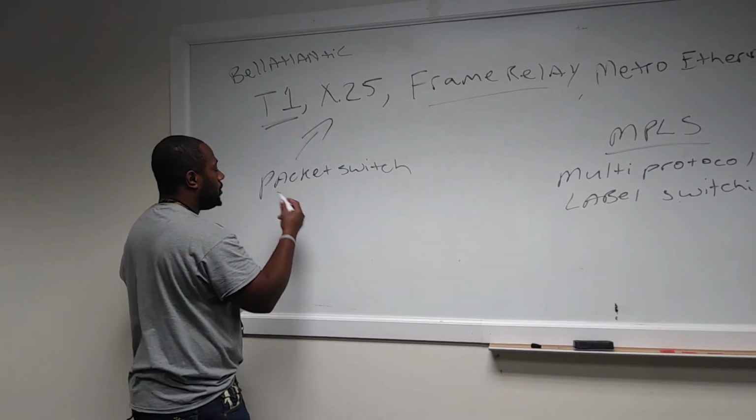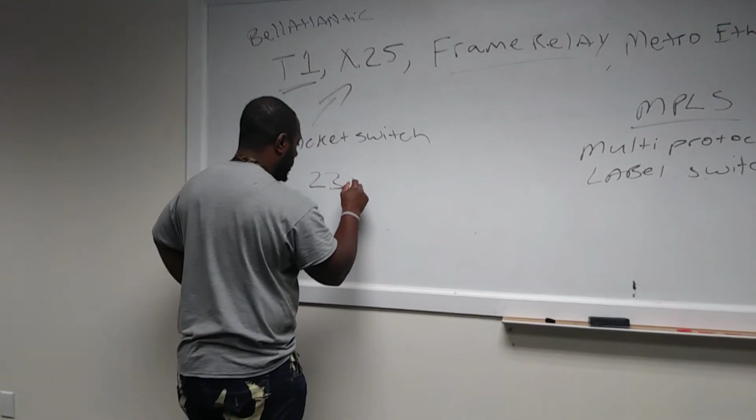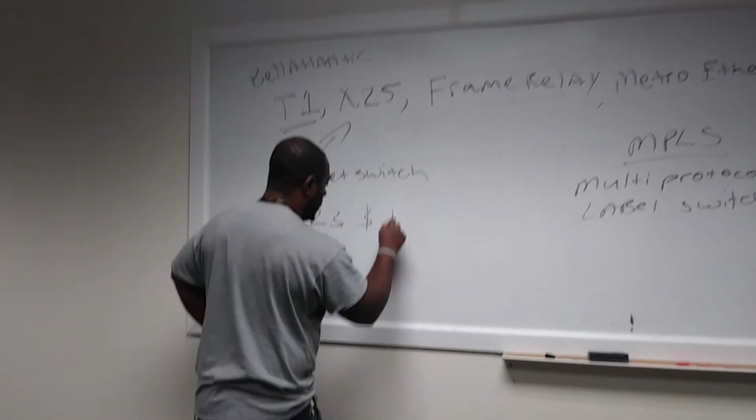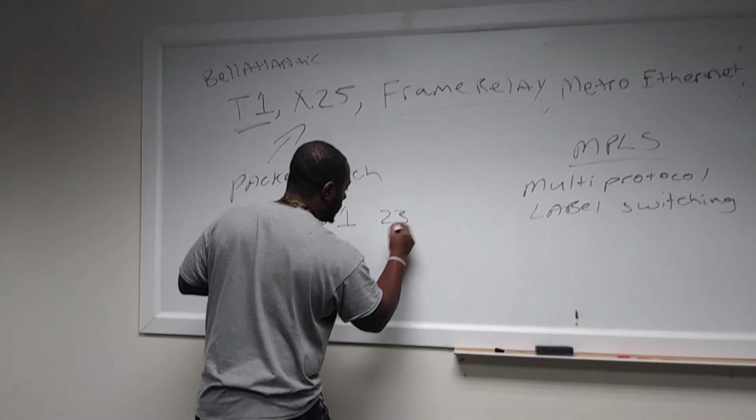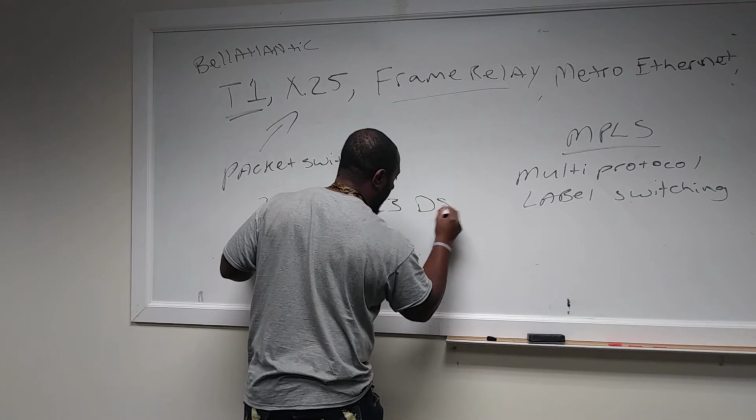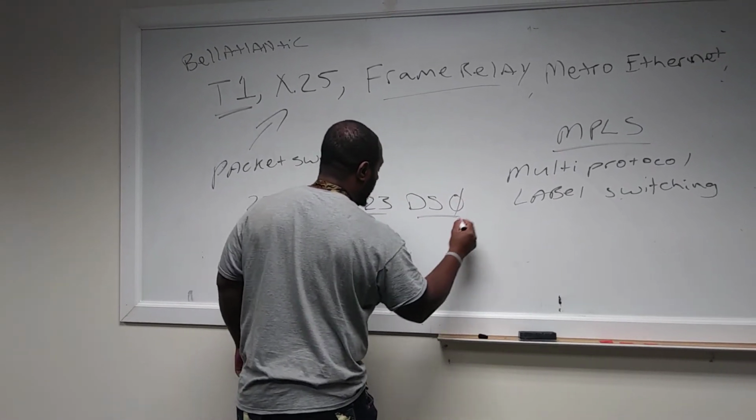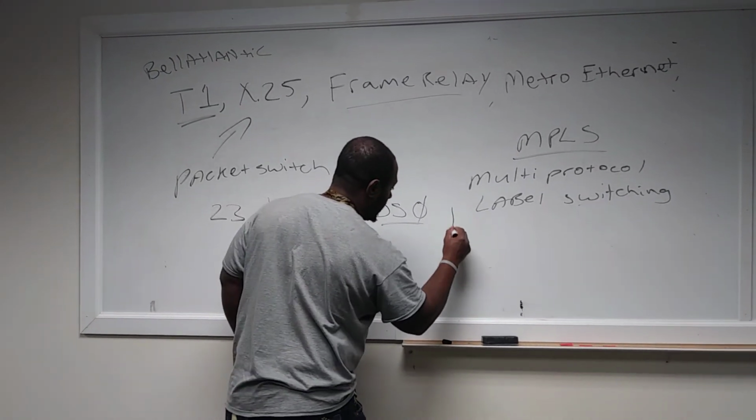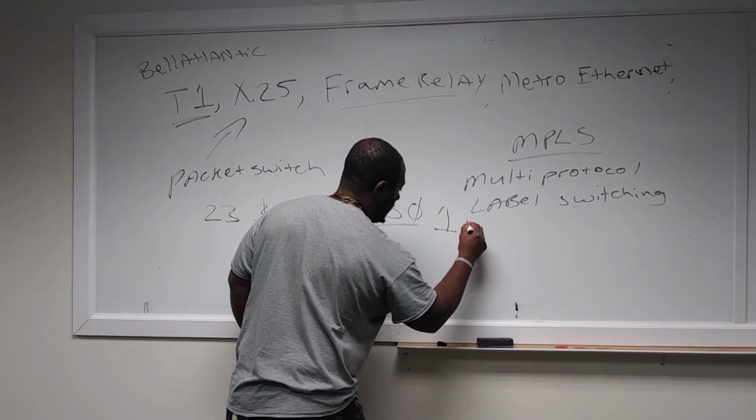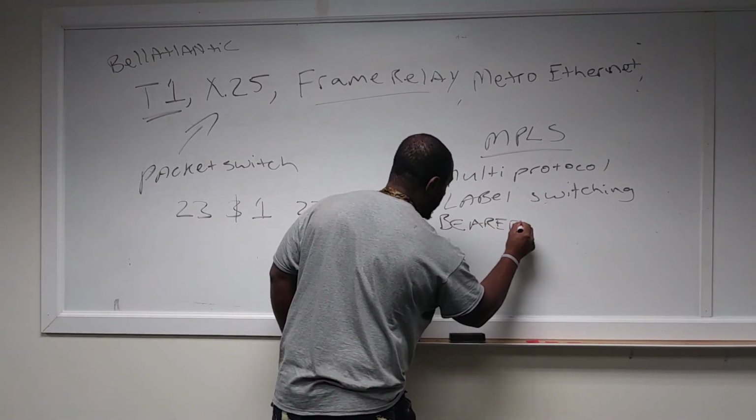So T1 was 23 and 1. 23 DS0 channels and 1 barrier channel. I may be getting this mixed up. One barrier channel, something to that effect. But it was 23 and 1.